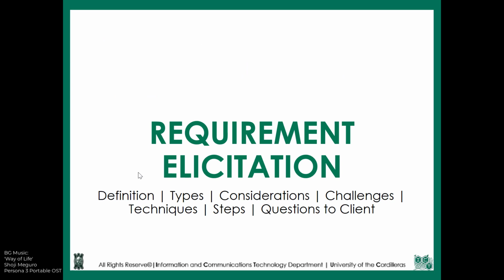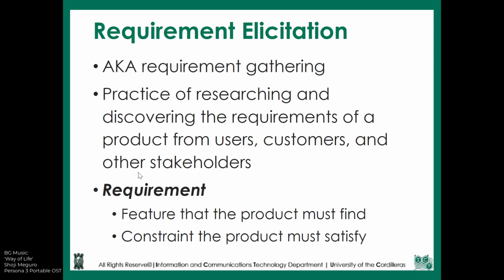Next one is requirement elicitation. A really important thing right off the bat is for you to understand what your scope is. How you're going to know your scope is through the use of requirement elicitation. This is also known as requirement gathering, which is the practice of researching and discovering the requirements of a product from users, customers, and also other stakeholders. So the requirement is kind of like the scope. These are the features that the product must have, and also some of the constraints that the product must satisfy. So the things that you need and the things that you don't need for you to create the entire project. Sometimes this is also called features.